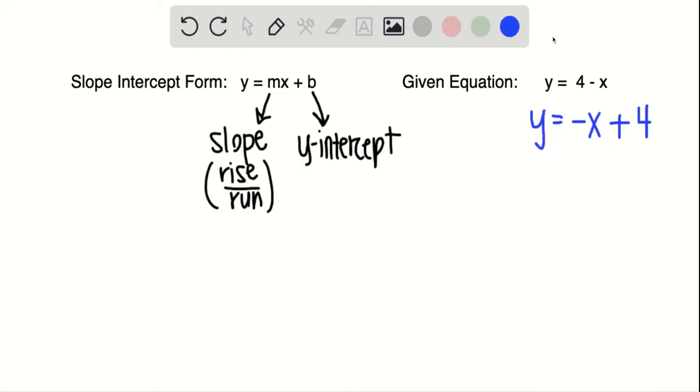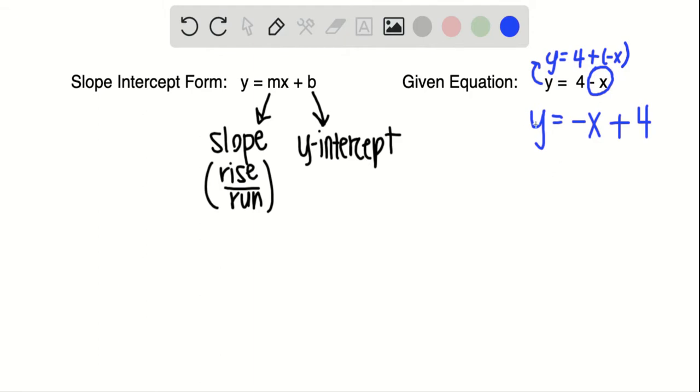Just to recap, if there's ever a minus sign in front of something, you can technically think of that as a negative, because if I rewrote this equation in another format, we would see y is equal to 4 plus negative x. And that is also a rule whenever you're thinking about subtracting integers: adding the opposite.